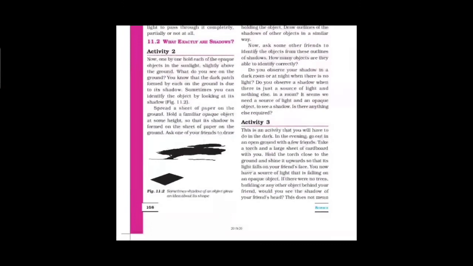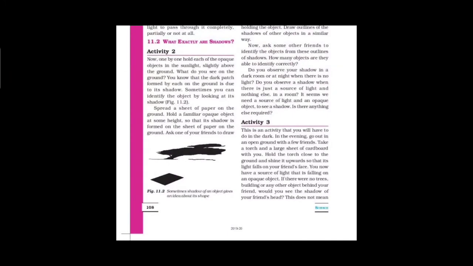The next is activity 3. In this activity, in the evening you go to an open ground with your friends. Take a torch and a large sheet of cardboard with you. Hold the torch close to the ground and shine it outwards so that the light falls on your friend's face. You now have a source of light falling on an opaque object.